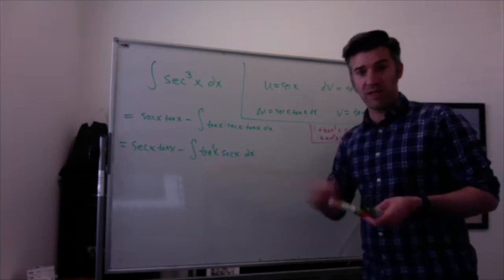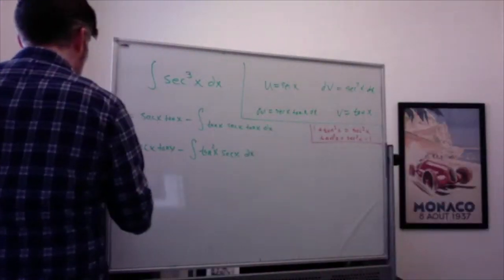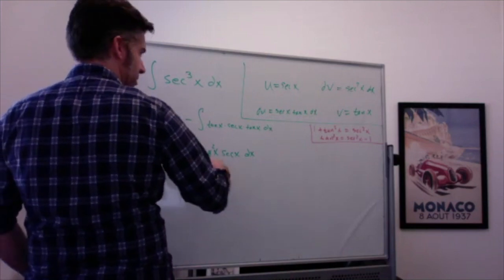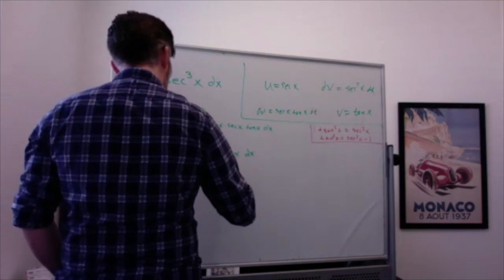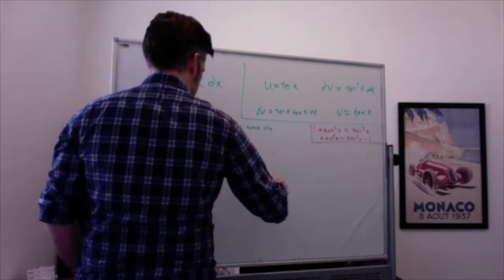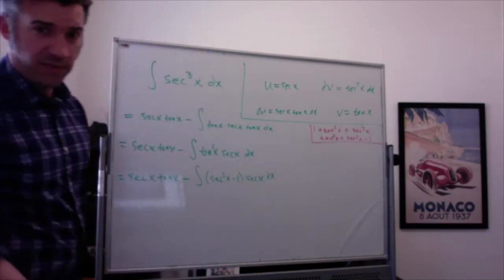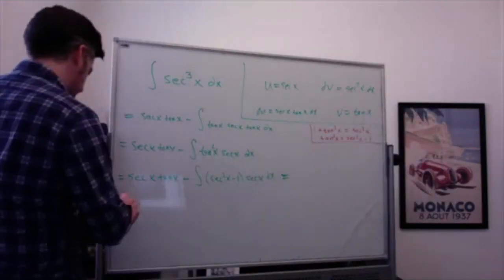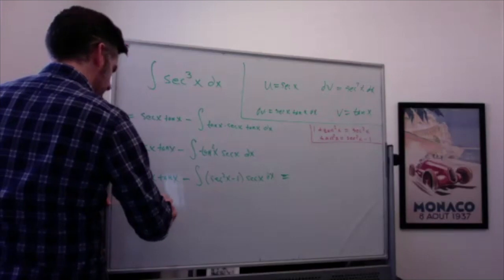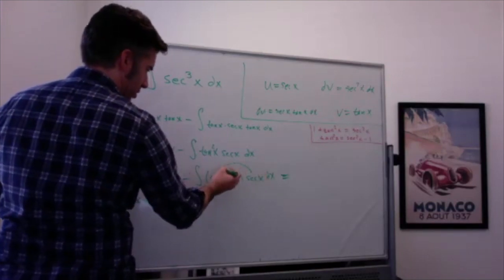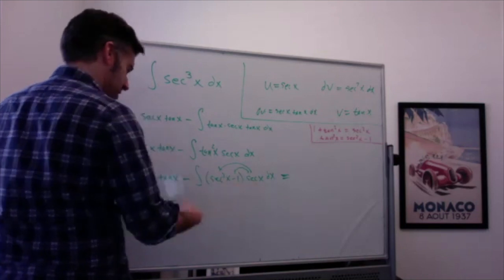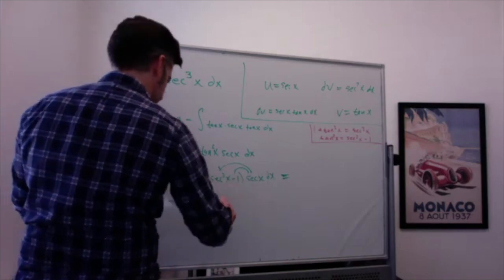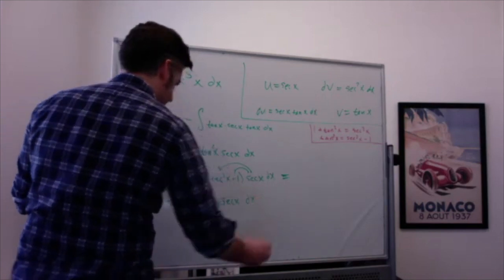So I'm going to replace tangent squared x with secant squared x minus 1. This is now equal to still secant x times tangent x minus the integral of tangent squared, which is secant squared x minus 1, times secant x dx. Okay, let's simplify a bit. This is going to be equal to secant x tangent x minus, so when I multiply this out, when I distribute the secant x here, secant squared times secant is secant cubed, so it's the integral of secant cubed x. And then minus 1 times secant is minus secant x dx.